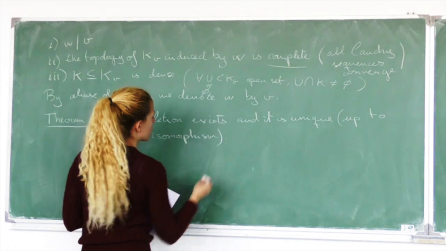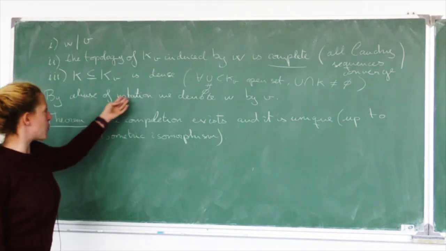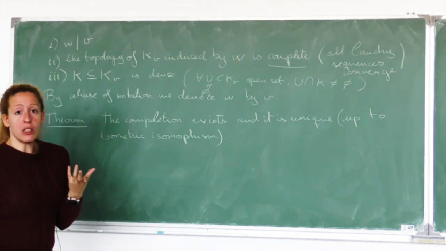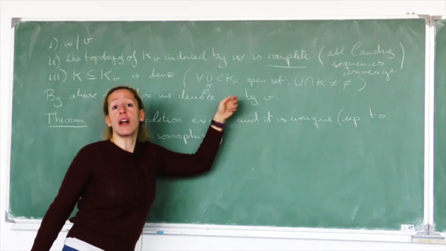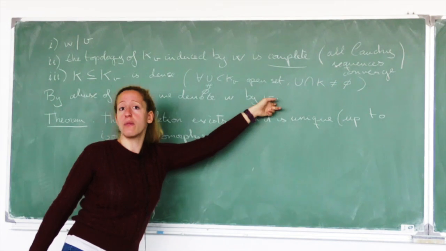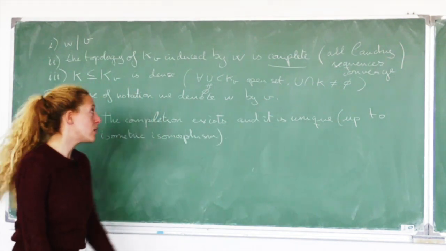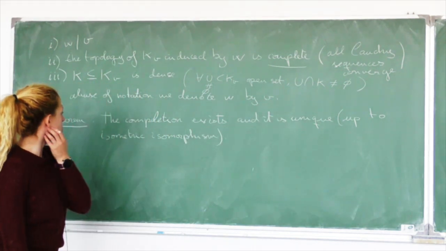So, this is why we can do this abuse of notation, because actually the completion is completely determined by V. In particular, W is completely determined by V, because it is unique. Right. So this is why we do this abuse of notation.